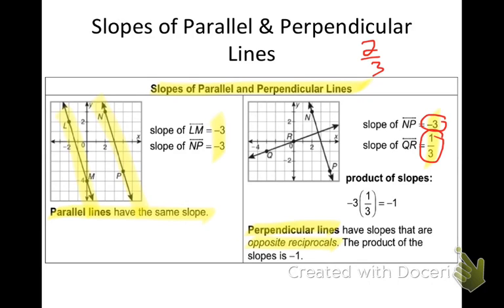Those are opposite reciprocals. For example, let's say I give you a fraction of 2/3. What would the opposite reciprocal be of 2/3? Negative 3 over 2. Notice I change the sign and I flip it. Okay, opposite reciprocals. What if I give you a problem that's like negative 4? What's the opposite reciprocal of negative 4? That would be 1 over 4. Opposite, change the sign, reciprocal.